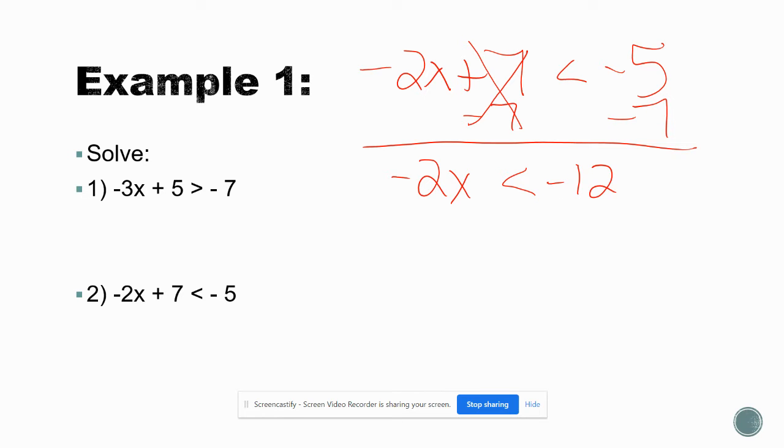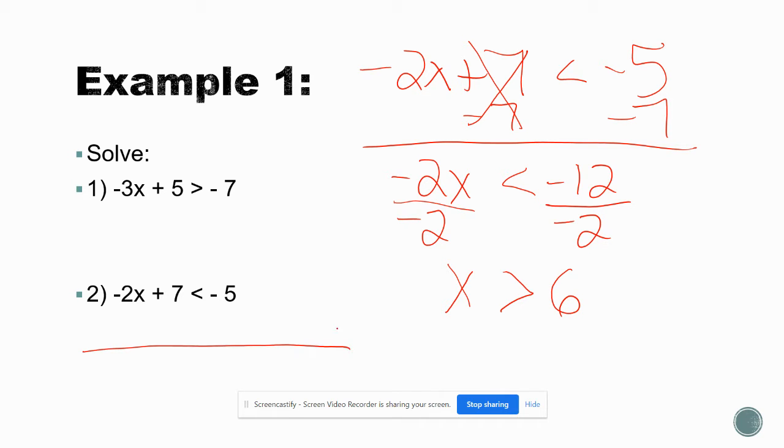We finish getting x alone. The opposite of multiplying by negative 2 is dividing by negative 2. So negative 2 divided by negative 2 is 1x. This time we divided by a negative. So our inequality sign does change directions. And negative 12 divided by negative 2 is positive 6.